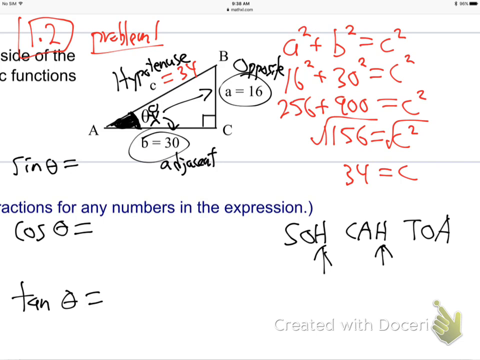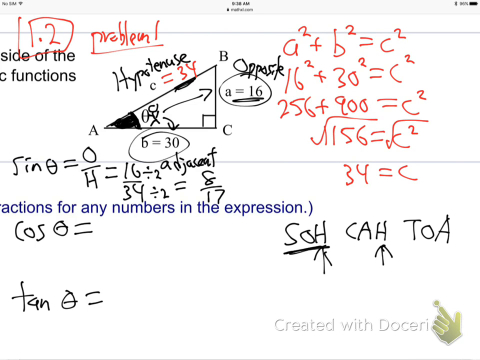So when we say the sine is opposite, it means opposite over hypotenuse, it's actually a fraction. Then the sine is opposite, 16, over the hypotenuse, 34. And then you just reduce that fraction like you would any fraction. Divide by 2. So that'll be 8/17. So the sine of angle theta is 8/17. Good so far?